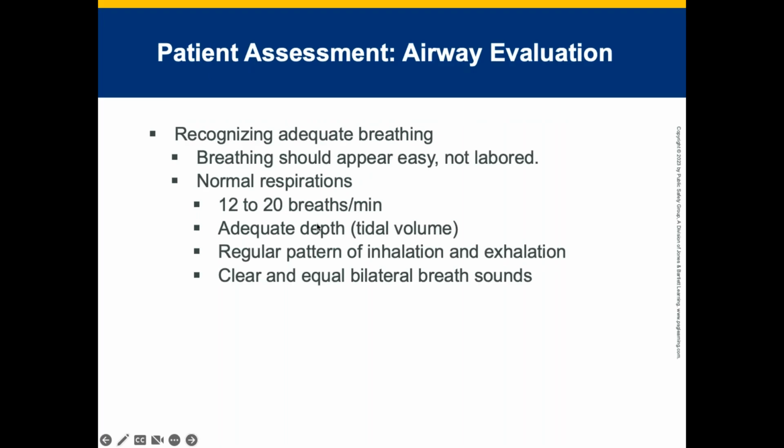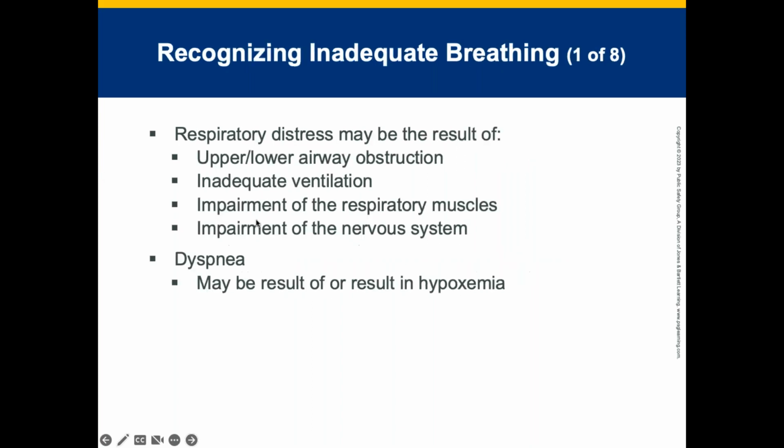All right, so patient assessment, airway evaluation. Recognizing adequate breathing. Breathing should appear easy, not labored, with normal respiration between 12 and 20 breaths a minute for the adult, with adequate depth, tidal volume, and a regular pattern of inhalation and exhalation, so normal eupneic breathing. Clear and equal bilateral breath sounds. Equal rise and fall, clear on both sides, bilateral in all fields, listening to all the lobes. That's normal breathing. So we have to be able to pick up on the inadequate stuff.